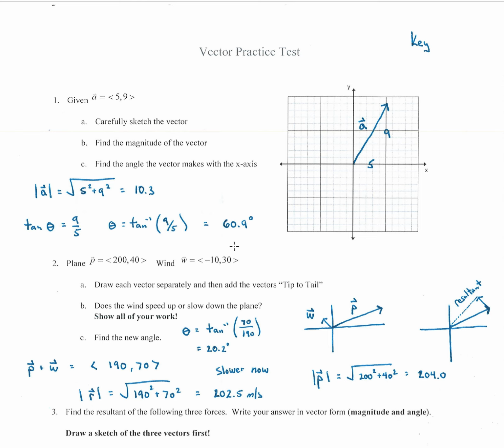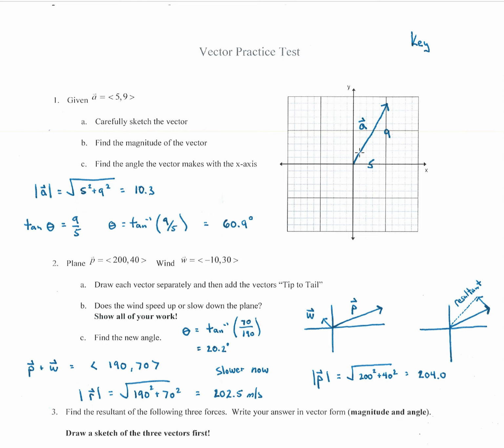First one, I gave you vector A, and the components were 5, 9. I graphed it over here, right? The components being 5 over and 9 up. So I sketched the vector. The magnitude of the vector is the size of the vector, and we know we're just going to use the Pythagorean theorem for that, and to get 10.3.